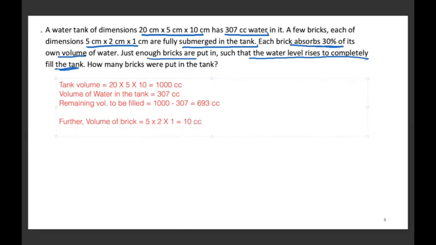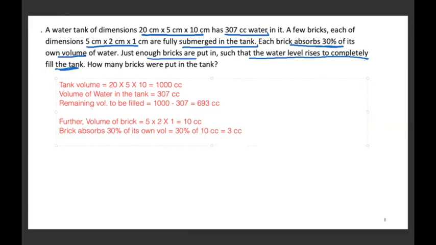Also, we are given that the brick absorbs 30% of its own volume, which is equal to 30% of 10 cc, which is its own volume, which is equal to 3 cc. This means 3 cc of water is absorbed by the brick.